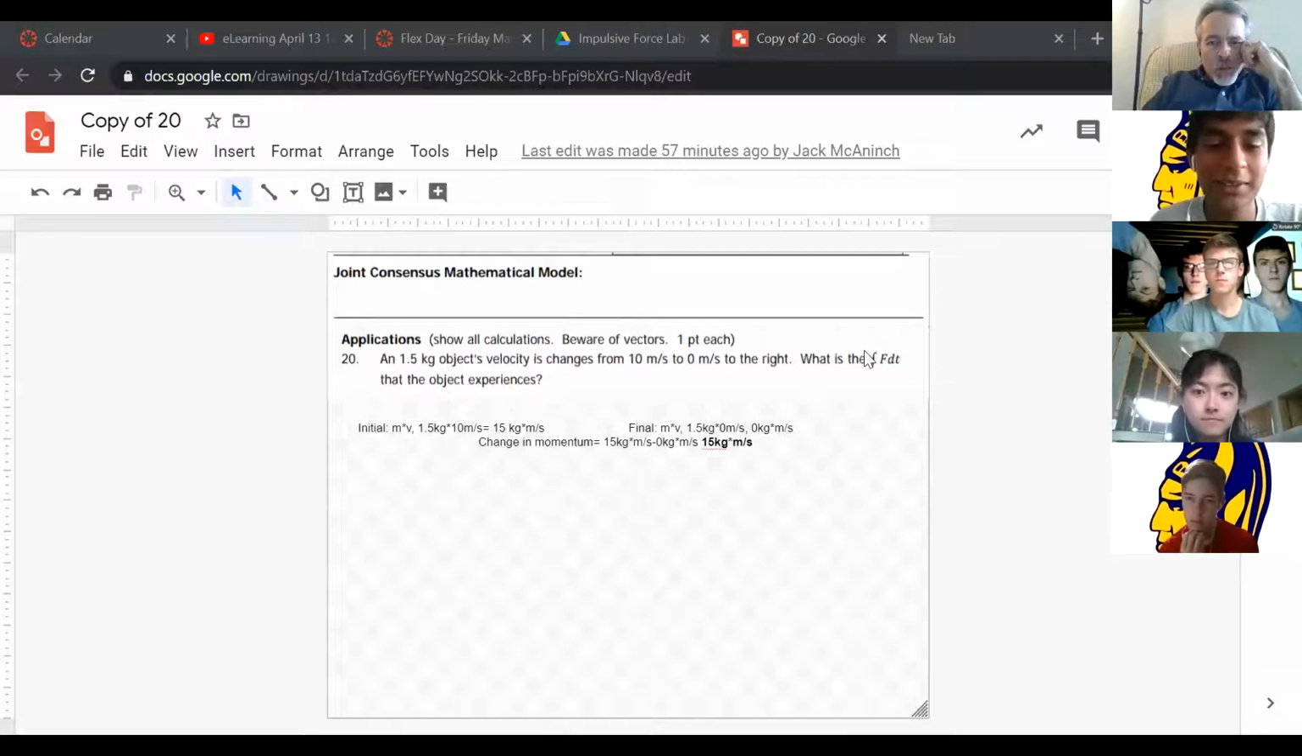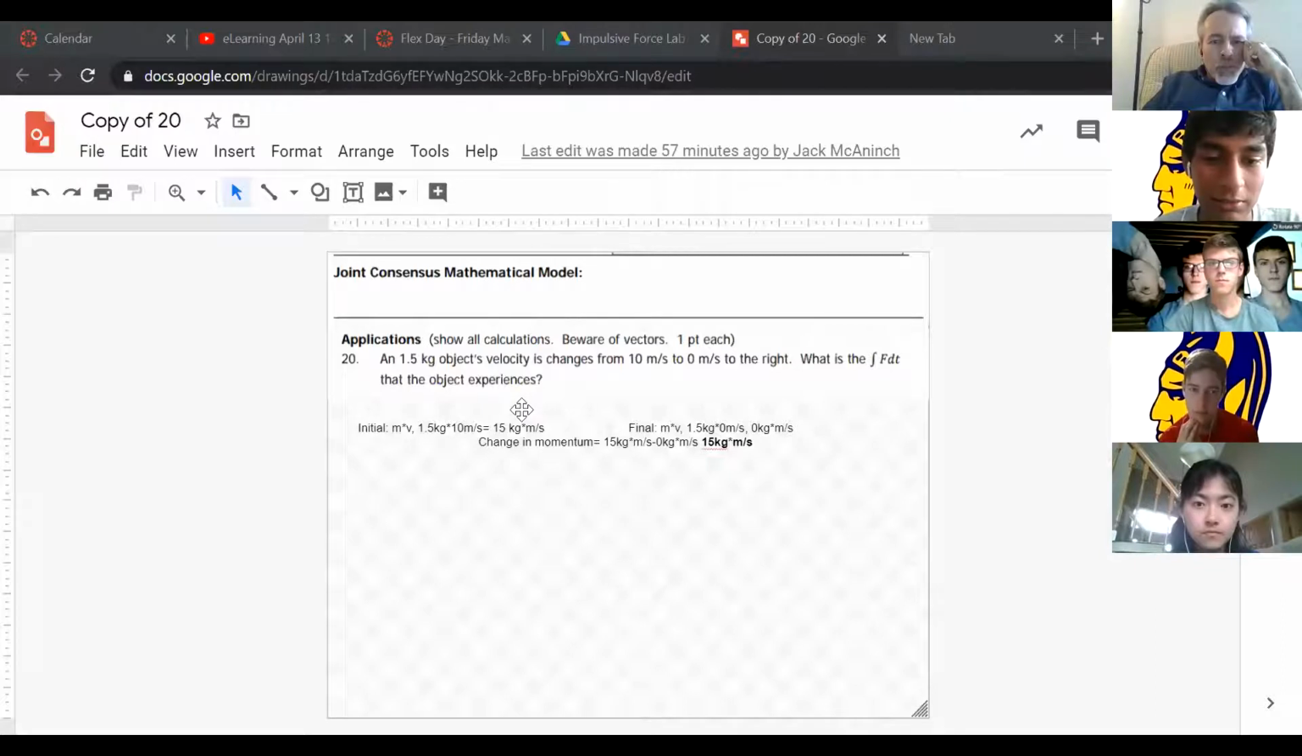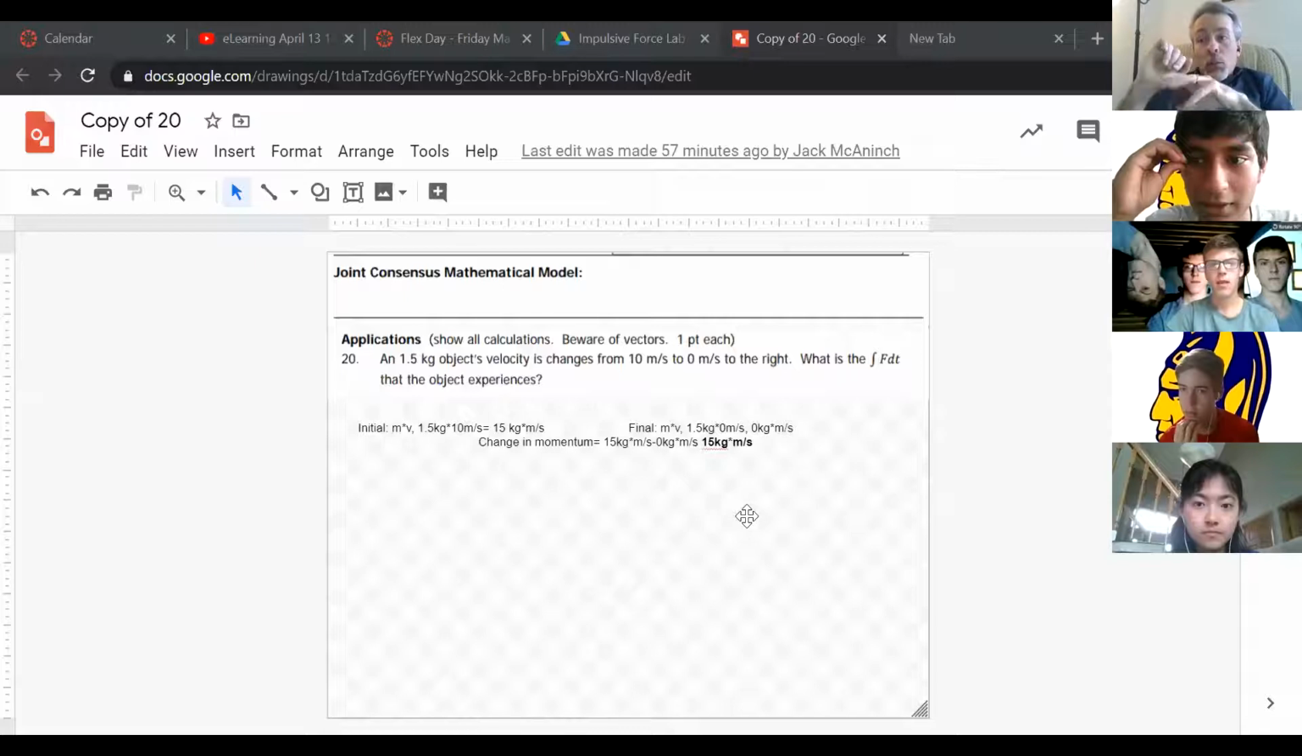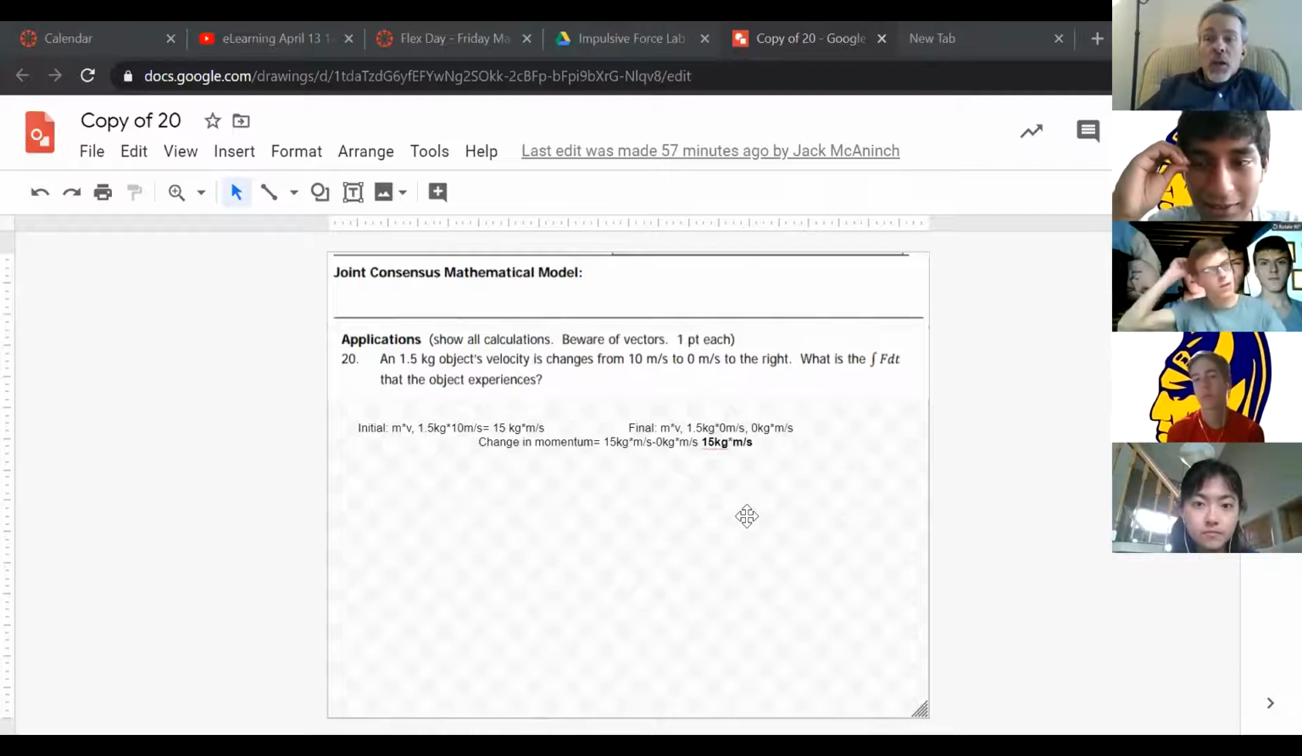Momentum is mass times velocity, so I just did the initial momentum minus the final momentum, and I got 15 kilograms meters. Almost perfect. Everything you said is really great. You had to find the initial momentum and the final momentum. There was only one slight mistake: whenever you're finding a change, it's always final minus initial. So it really would have been 0 minus the 15, and so you get a negative.